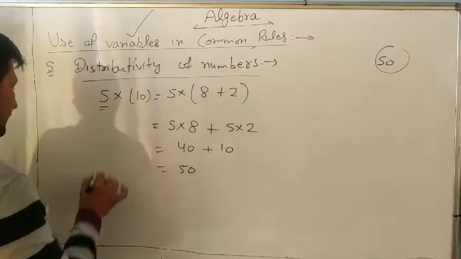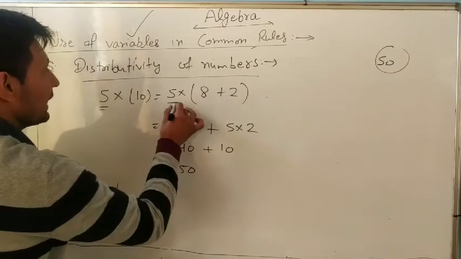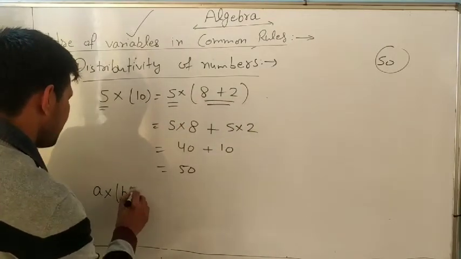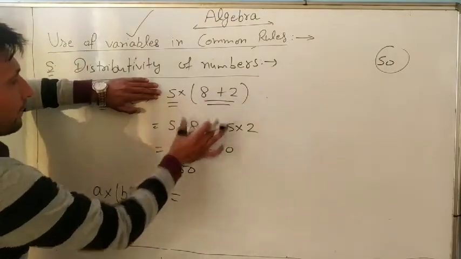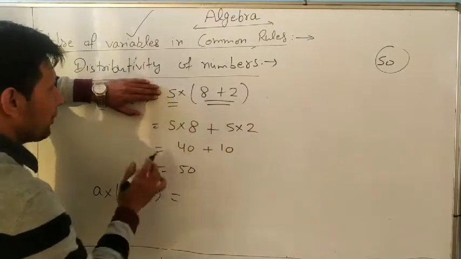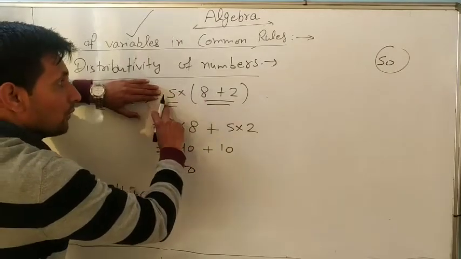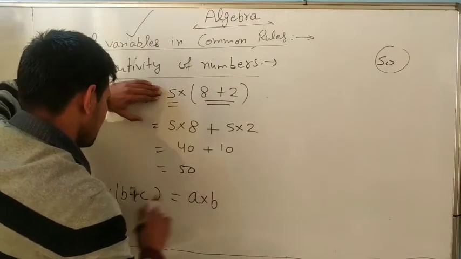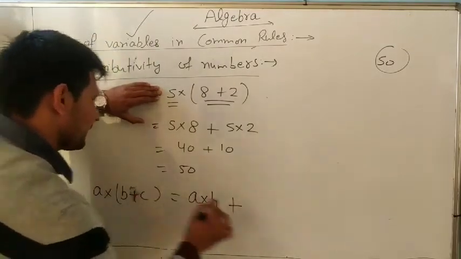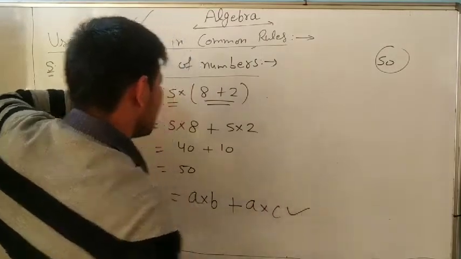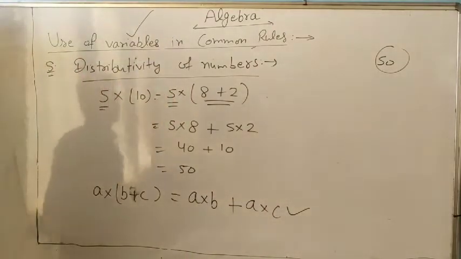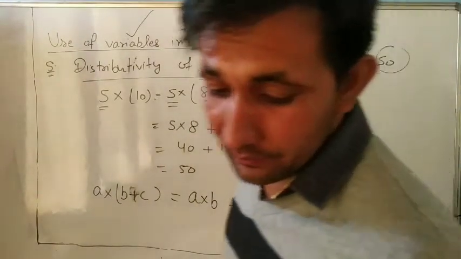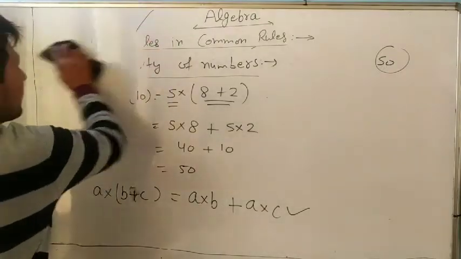How will you write? A multiply, where A is the first number, then the sum of two numbers, B plus C, equals, how will you open? It means 5 is multiplied by 8 also, 5 is multiplied by 2 also, same as this. A is multiplied by B, plus A is multiplied by C also. So it is called the distributive property of multiplication over addition. Understand it? So remember these 5 properties. Okay, now we will start our exercise.